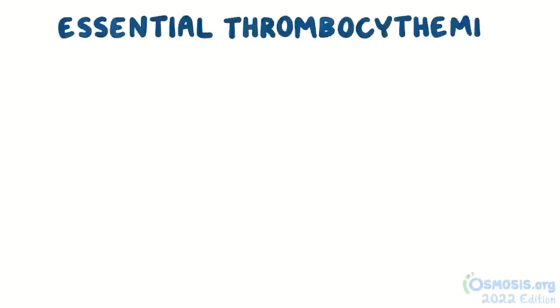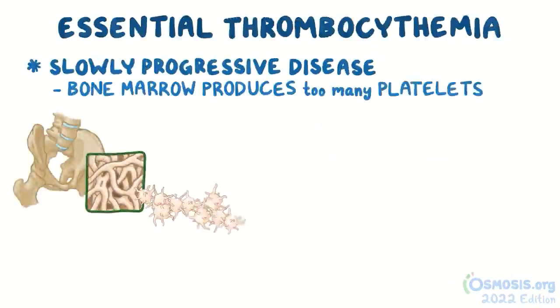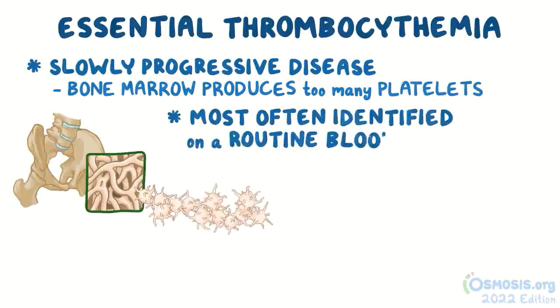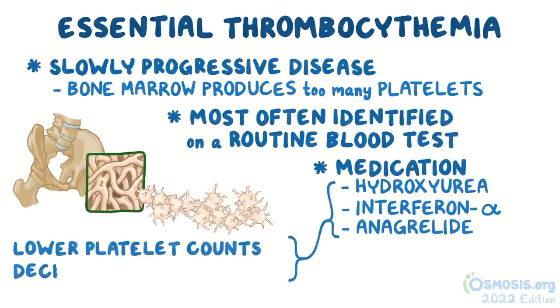Alright, as a quick recap, essential thrombocythemia is a slowly progressive disease where the bone marrow produces too many platelets. Most often, it's identified unintentionally on a routine blood test. Medications like hydroxyurea, interferon alpha, and anagrelide can be used to lower platelet counts and decrease the risk of clotting.